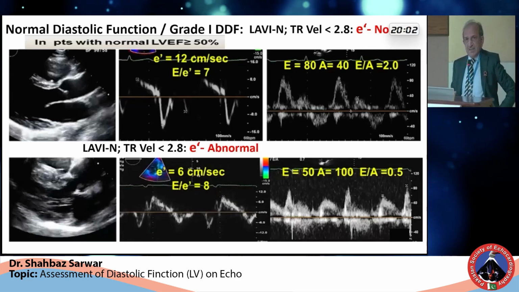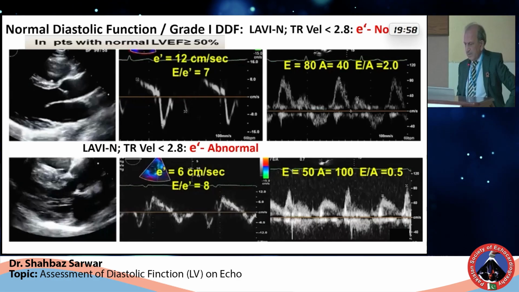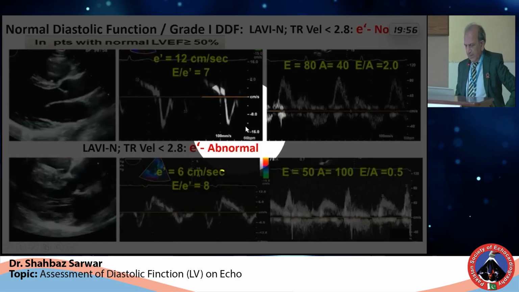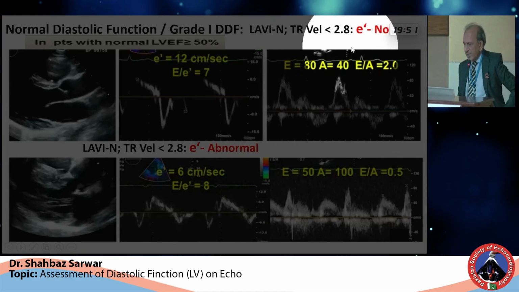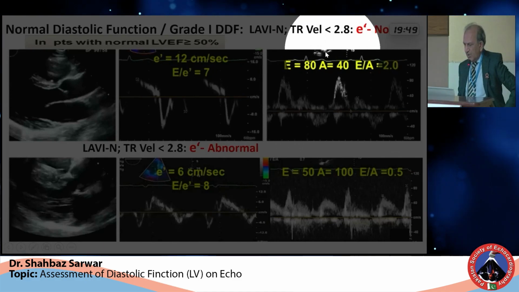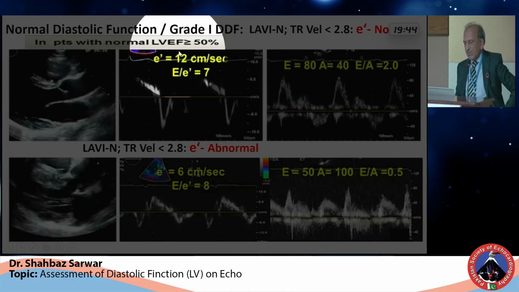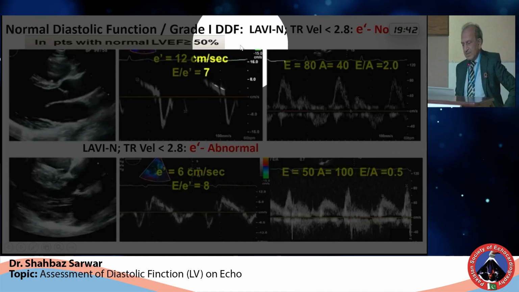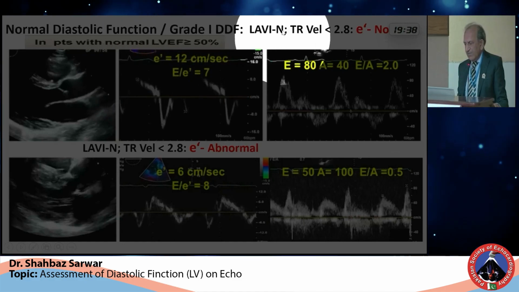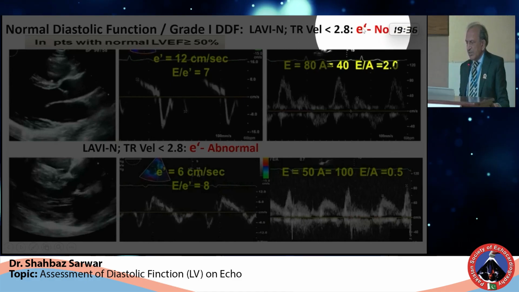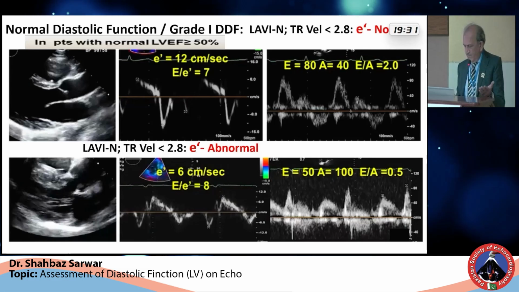I would like people to participate in this. This is a patient who has left atrial volume index normal, TR velocity less than 2.8, E prime is normal. So whether this is a normal diastolic function or grade 1 abnormality. I would like juniors at least to comment on that. LAVI is normal, TR velocity less than 2.8, E prime is normal. So how would you call that? Normal. Very good.